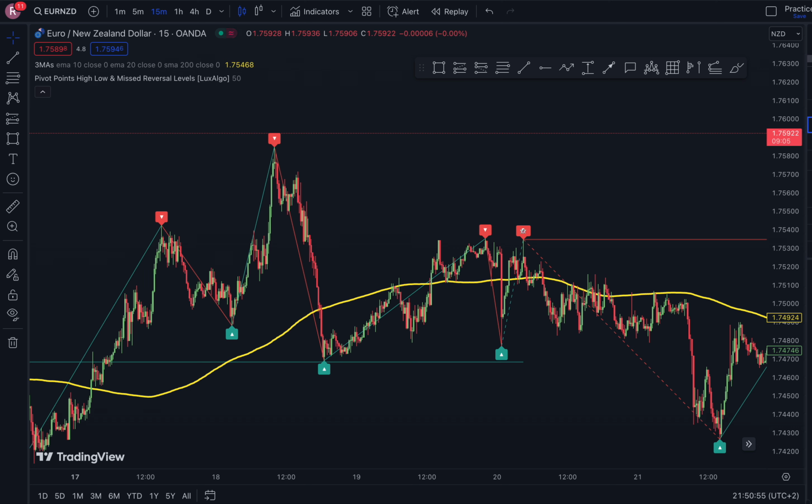Boosters, this is a tutorial on how to use our EMA with pivot points. All right, this is a great combination when used correctly.